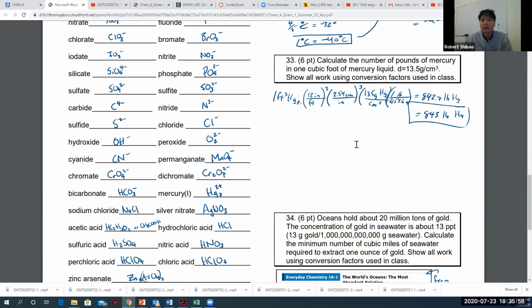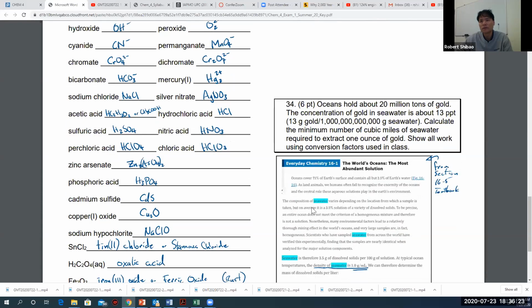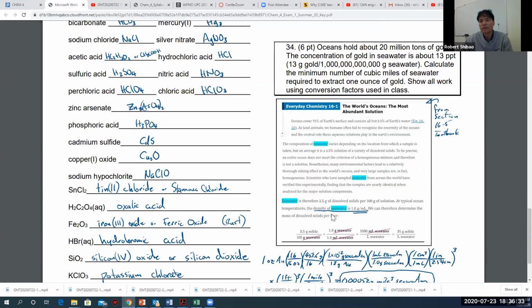Then this last question here, I wasn't sure what I was going to do about this one, how easy or how difficult I was going to make it. But if it's open book, then you're allowed to use everything. So if you search or look through the book or at the index, there's seawater in the book. There's a whole section on seawater, 16-5. And so we need a little bit more information to solve this, and we need the density of seawater.